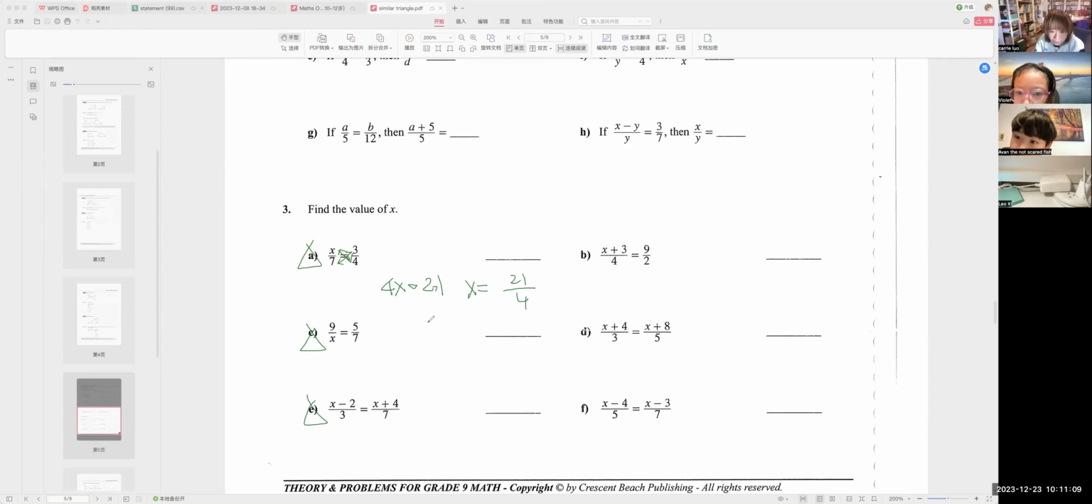Okay, so 5x equals 63, correct, Violet? x equals 63 over 5. Okay, last one is a little bit hard, okay?